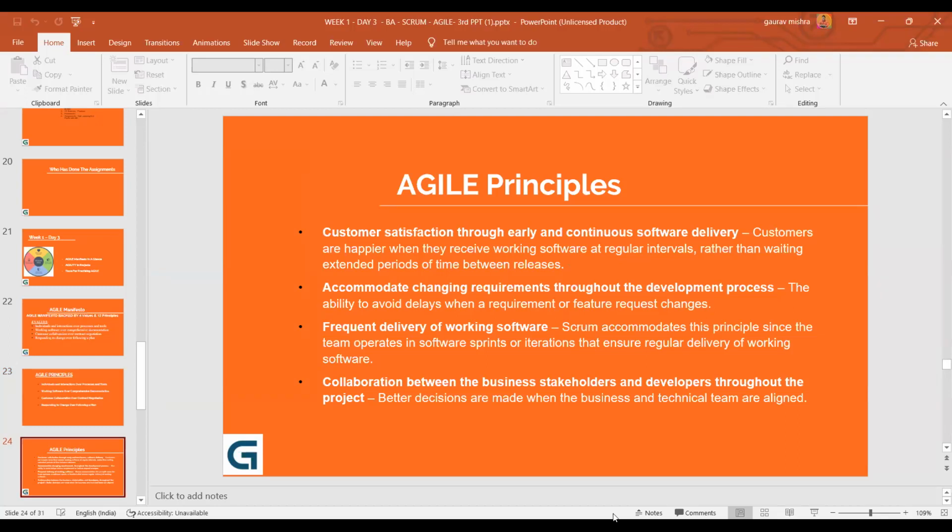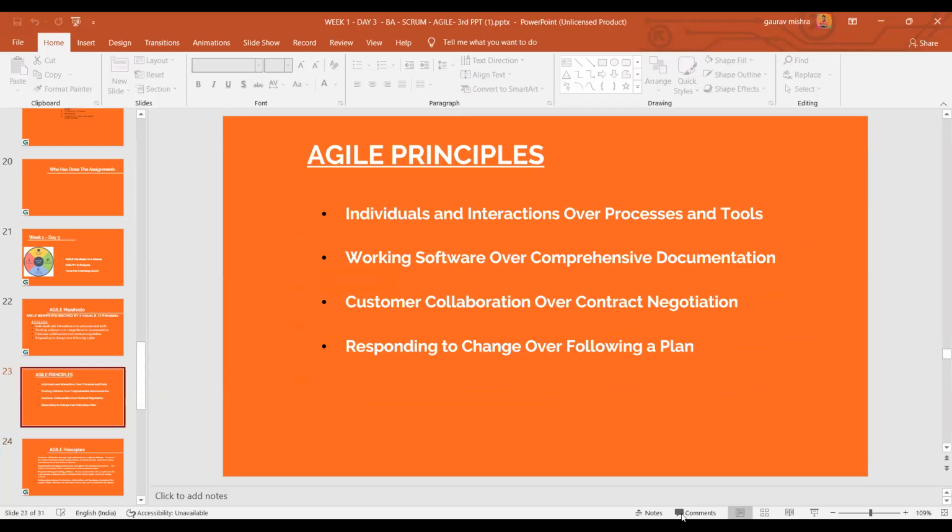So how about the next point? I think it's on the wrong slide. No, accommodating changing requirement. Wait, Gaurav, you have changed the slide or something? Can you go back to the earlier slide, please? Okay. Yes, working software.